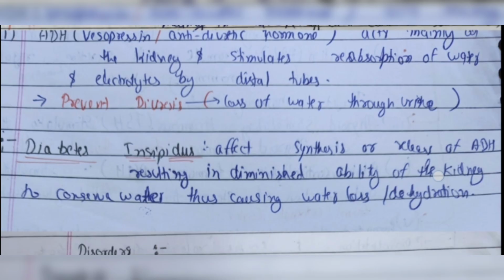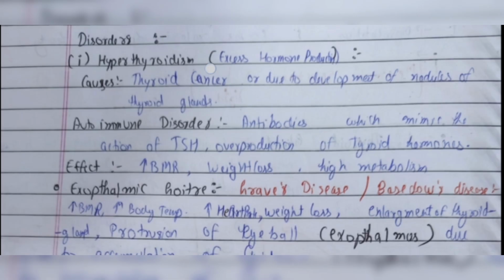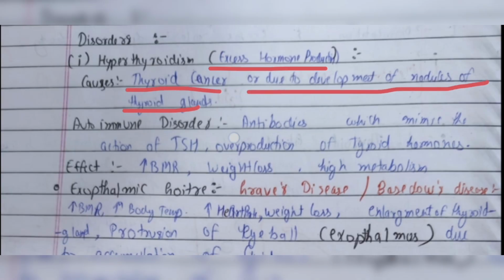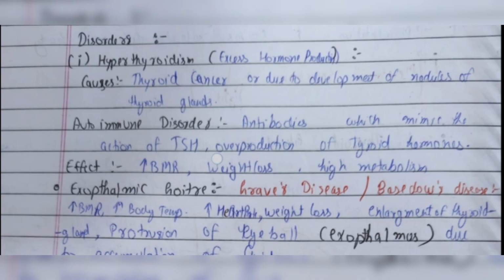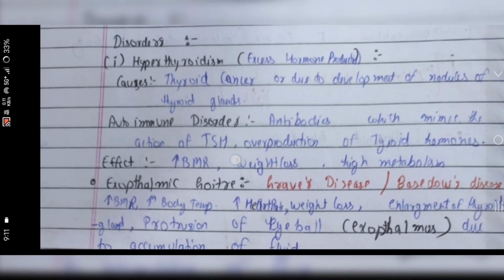It affects the synthesis or release of ADH, resulting in diminished ability of the kidney to conserve water, thus causing water loss or dehydration. Moving on to the thyroid disorders, the first disorder is hyperthyroidism, that would mean excess hormone secretion or excess hormone production, whose cause is thyroid cancer or development of nodules of the thyroid gland. And it is an autoimmune disorder, meaning antibodies mimic the action of TSH, and this leads to overproduction of thyroid hormones.